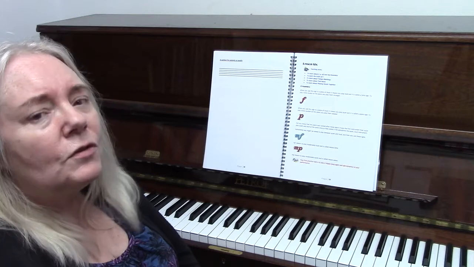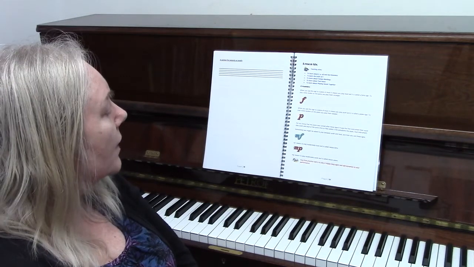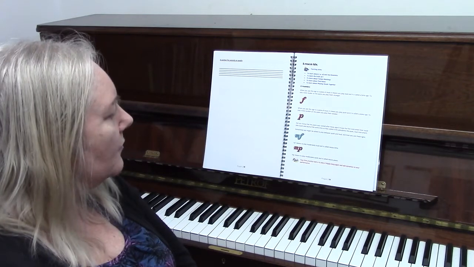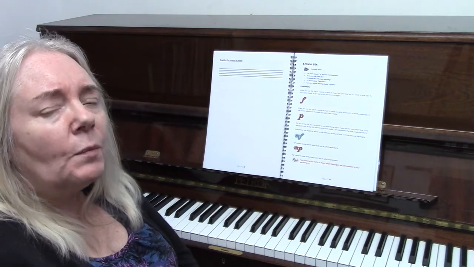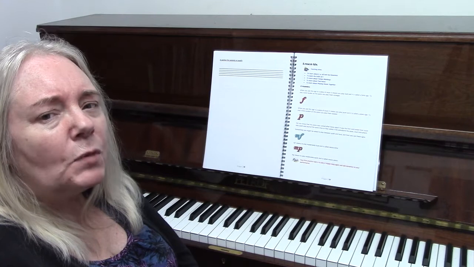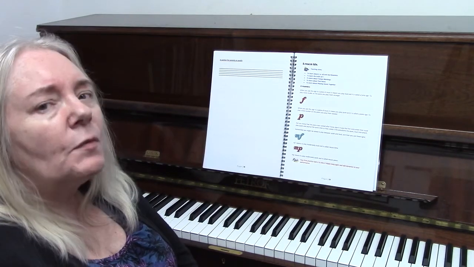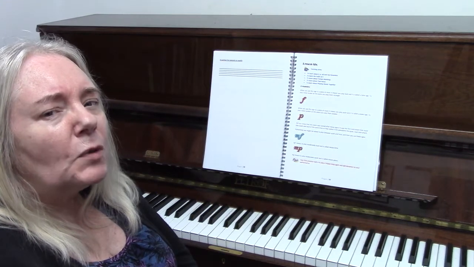Now in between the two dynamics, you have MF and you have MP. MF stands for mezzo forte, which means moderately loud, and MP stands for mezzo piano, which means moderately quiet.